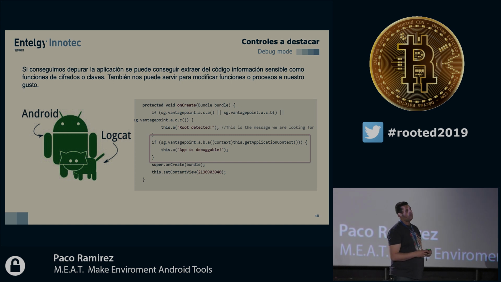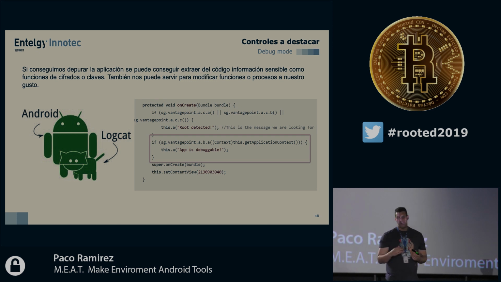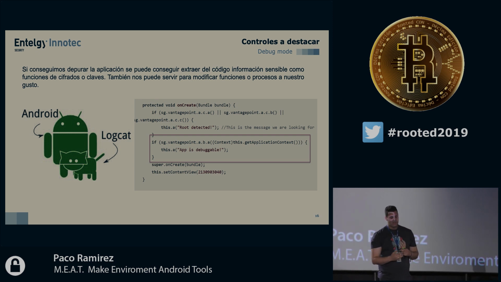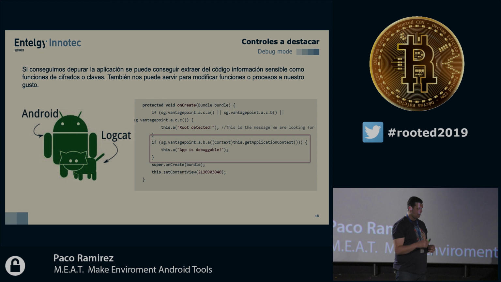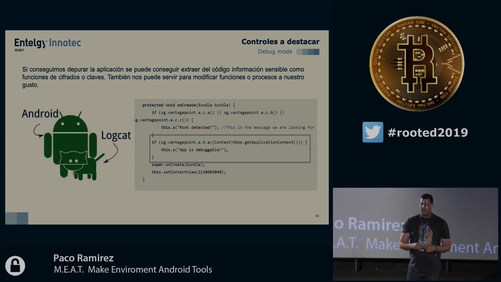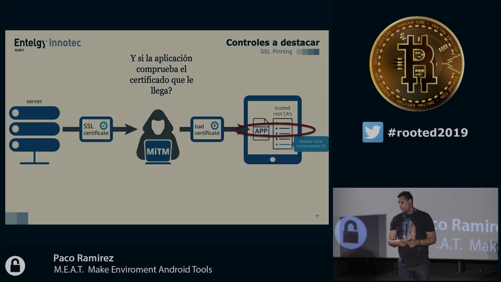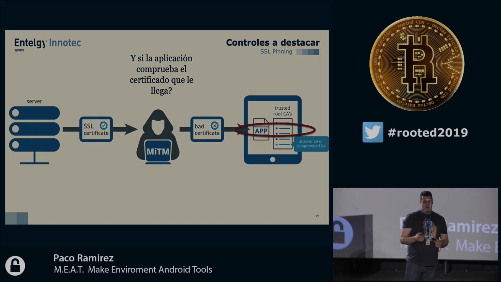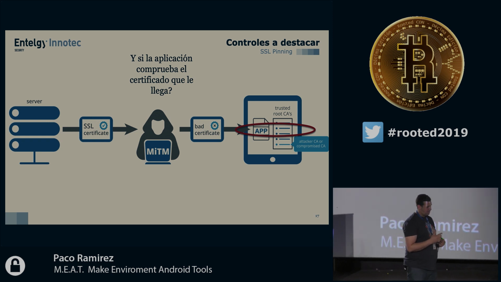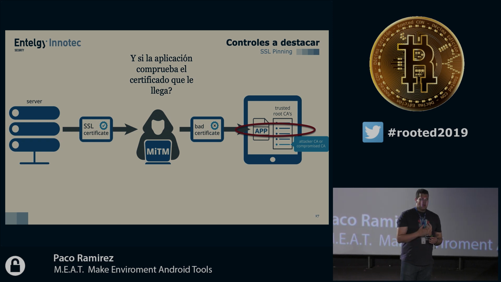Also debug: if I cannot have access to this, but I can debug the application to see how the application evolves and its registry, I will be able to see how it works. So if I don't have the debug control, attacks are easier. And lastly, SSL pinning, which is actually the most difficult for us auditors.